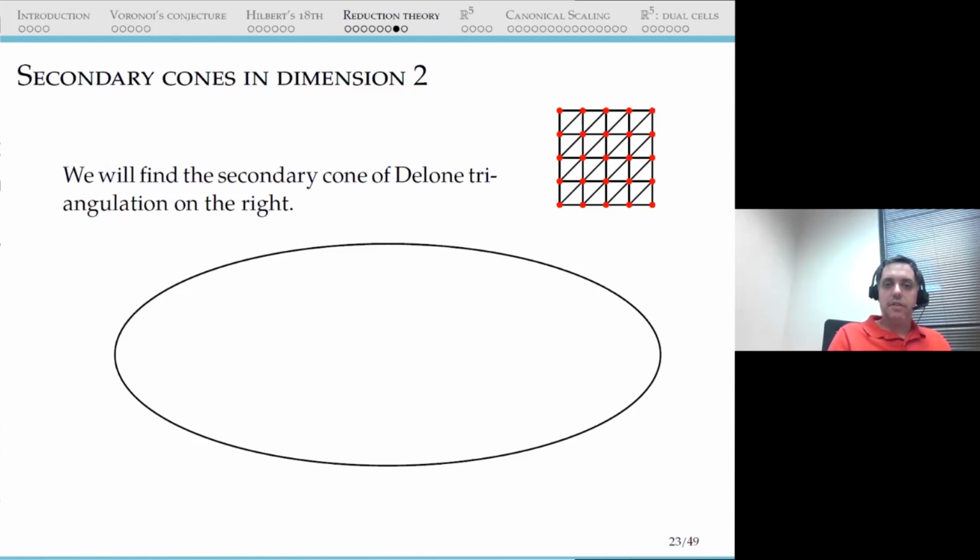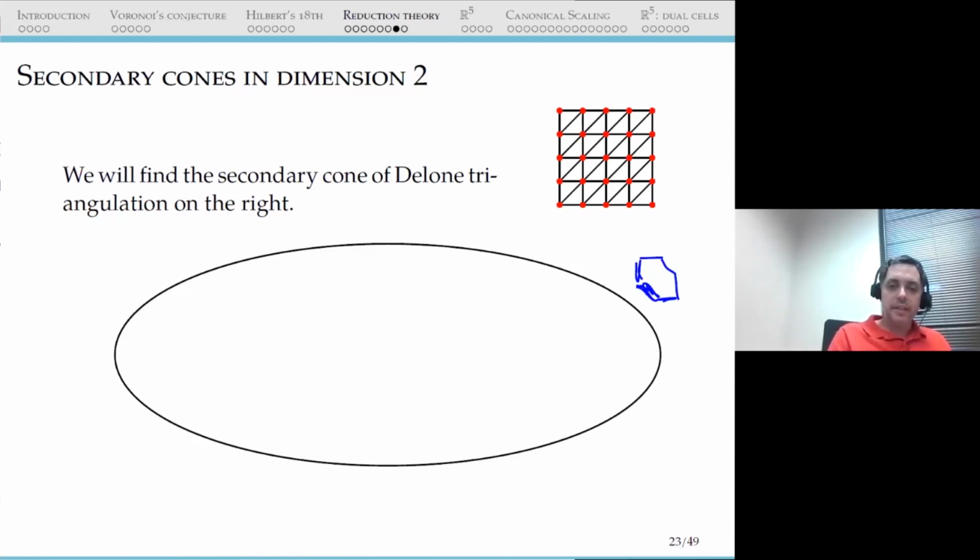So this is a Delaunay triangulation, and actually, if we consider the dual, then there is going to be a tiling with these hexagons, right? So it's a Voronoi polygon. So it's a Delaunay triangulation here. So now let's try to find the secondary cone of that triangulation.